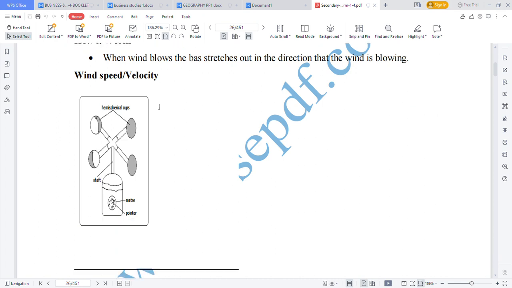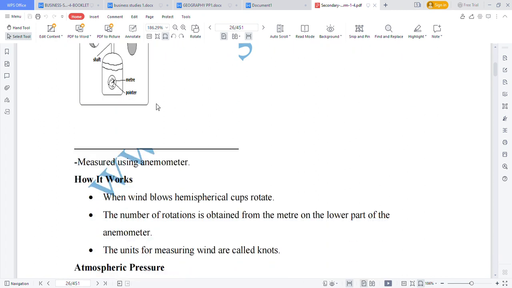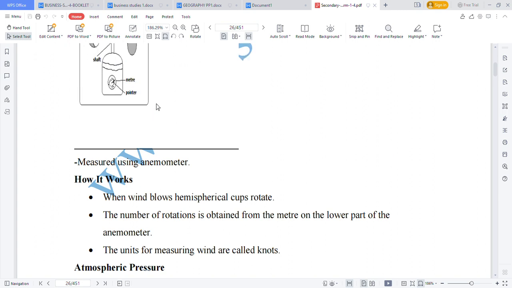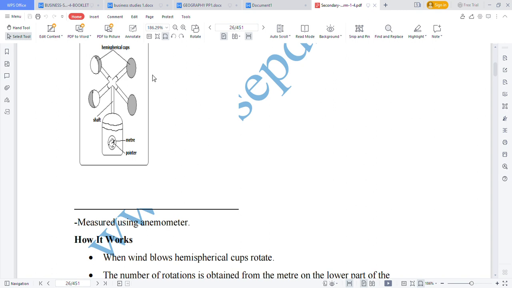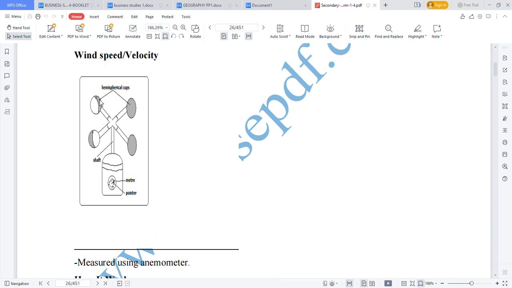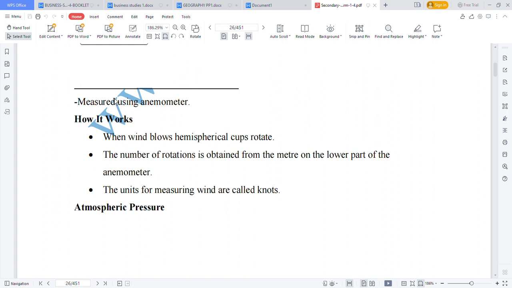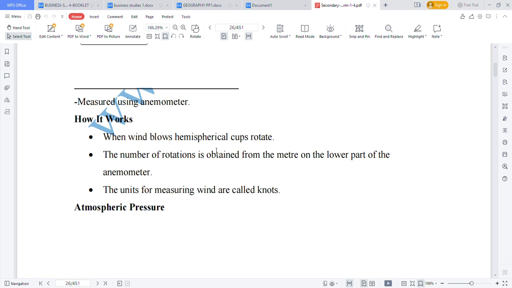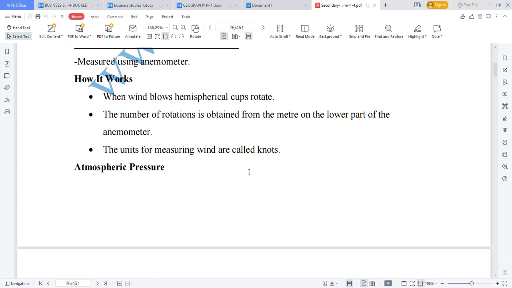Now we are going to wind speed or velocity. It is measured using an anemometer. How does an anemometer work? When the wind blows, hemispherical caps rotate. You can see the hemispherical caps. The number of rotations is obtained from the meter on the lower part of the anemometer. The units for measuring wind are called knots.